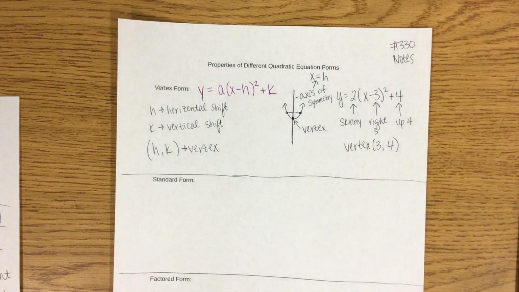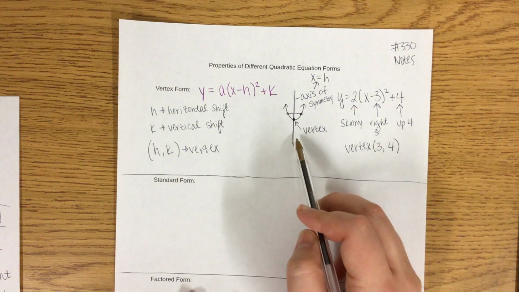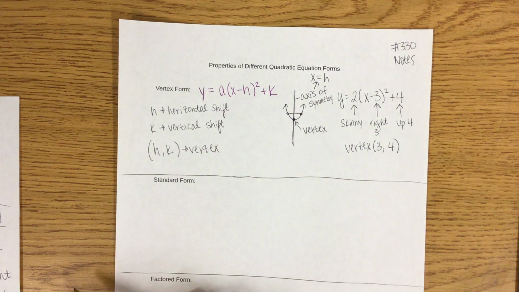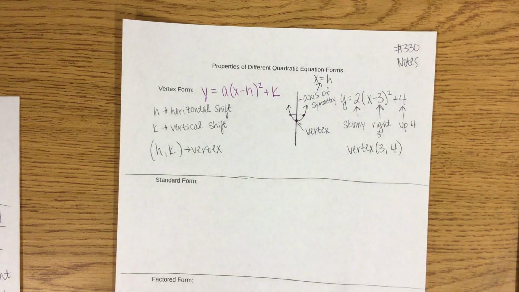Okay. So this one is really helpful for graphing because you can get your vertex, and if you have your vertex, it's a lot easier to graph. You could just plug points into a table if you know where the middle is supposed to be, and you can pick 2 values on either side.